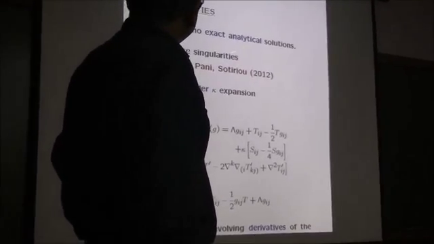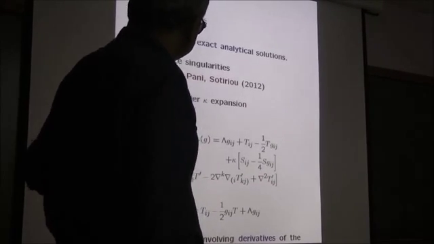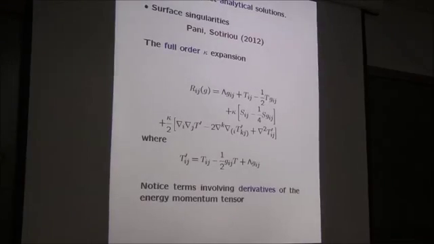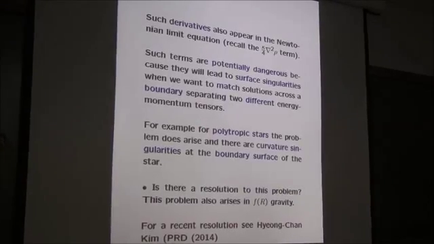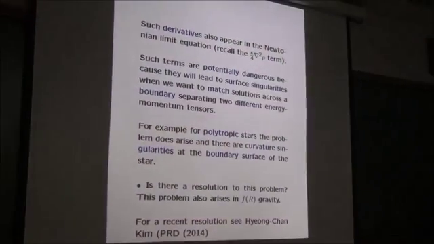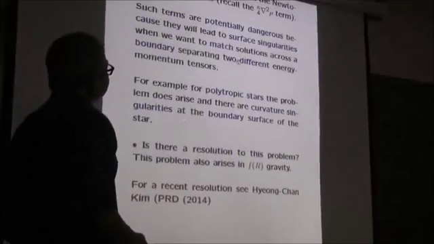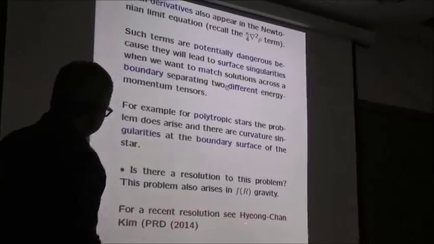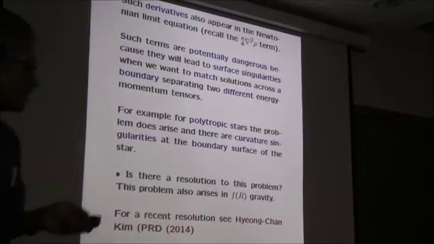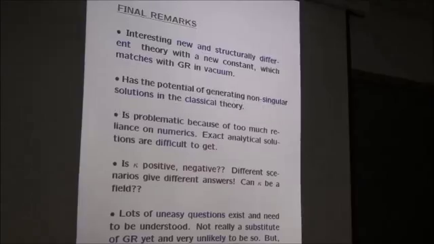As I said earlier, there are problems because of the derivative terms, and this is the general derivative terms over here. These terms are problematic mainly because if you want to deal with situations where you have a boundary separating two different energy momentum tensors, you have to look at junction conditions, and that is where these derivative terms create a problem. For stars, for instance, it is a problem. There is a resolution by this guy in 2014, but this problem also appears in f(R) gravity, the same kind of problem, but it's still not completely resolved as such.